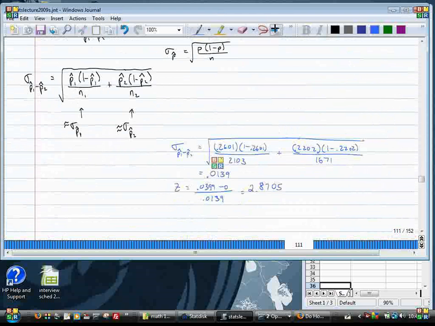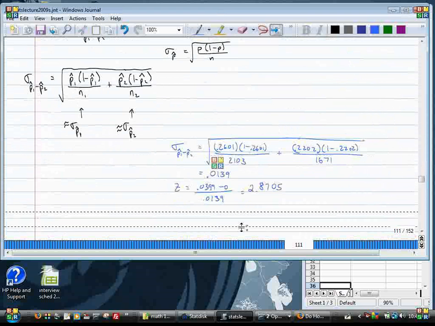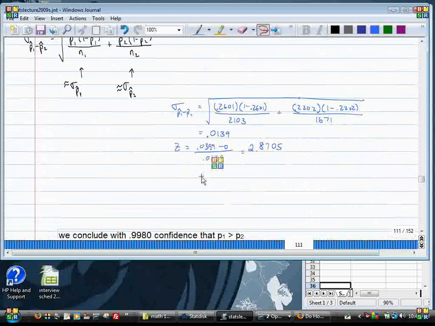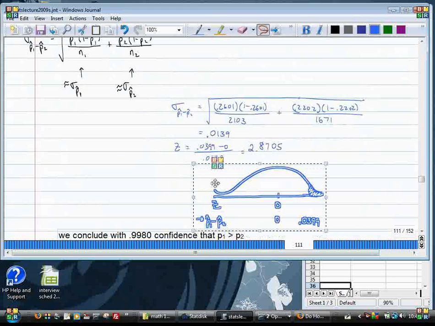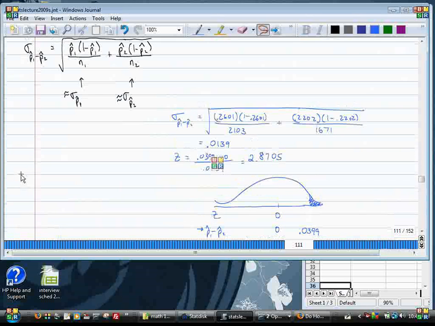On the homework, would there be a proportion problem like this with confidence intervals? Yes, and I'll talk about that briefly in a second.